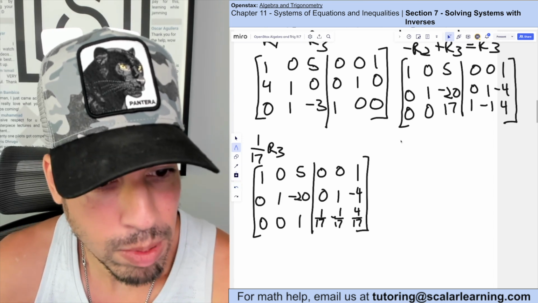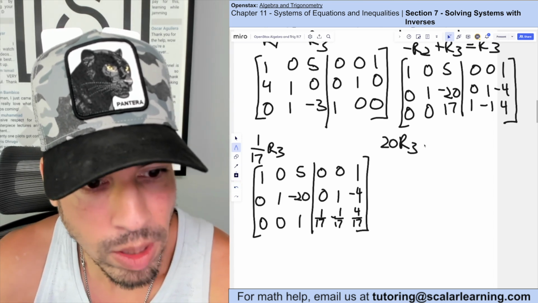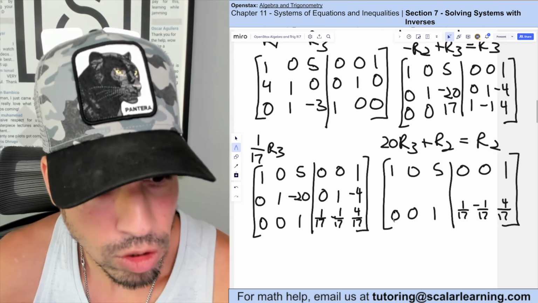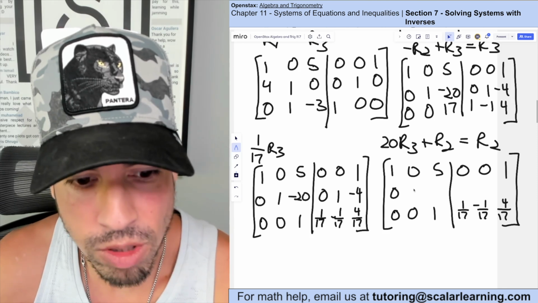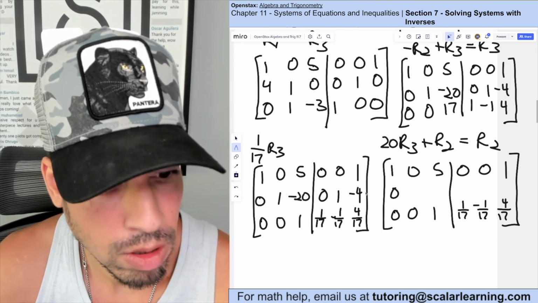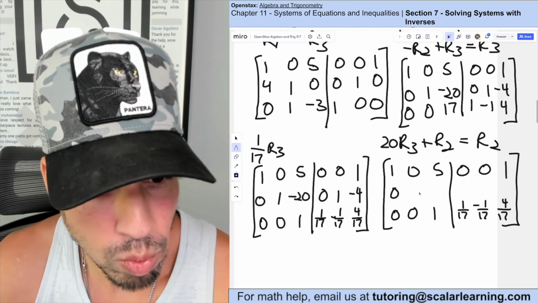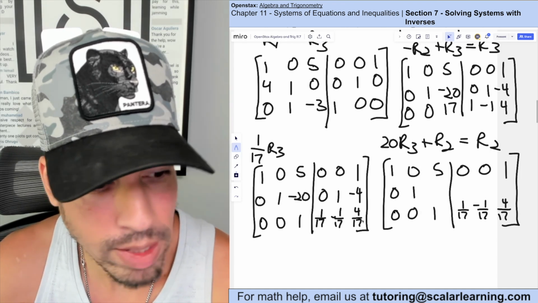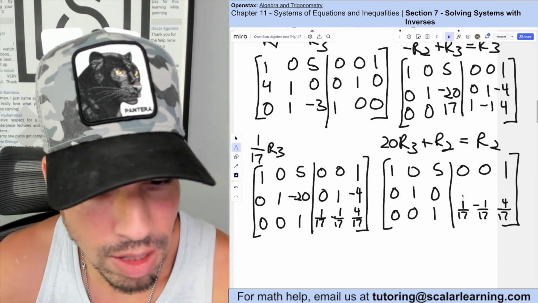So that's pretty nice because I can multiply row 3 by 20 and add it to row 2 to get a new row 2. Let's write that out. So I got 20 times 0 plus 0 is 0. 20 times 0 plus 0, 20 times 0 plus 1 is 1. 20 times 1 is 20 plus negative 20 is 0. That's perfect. And now we got this one.